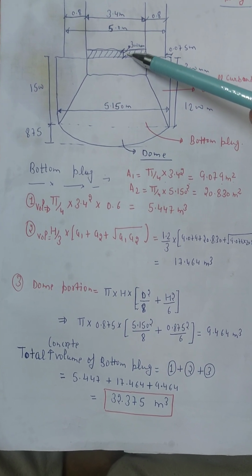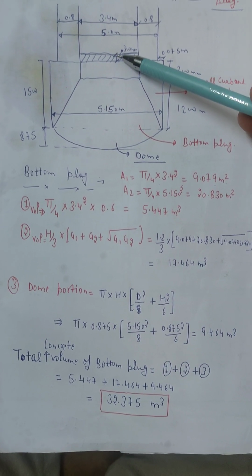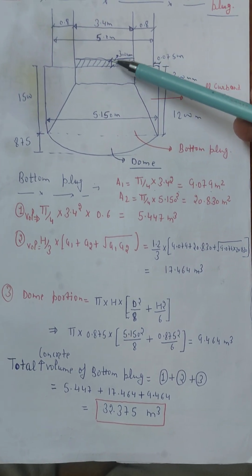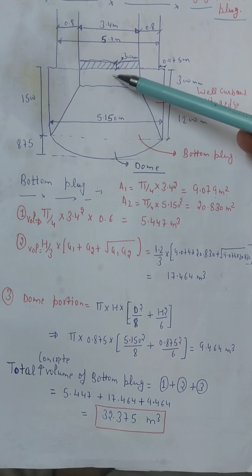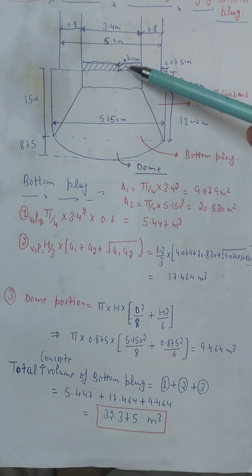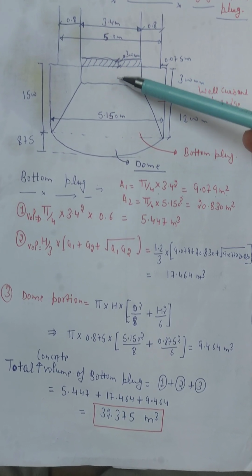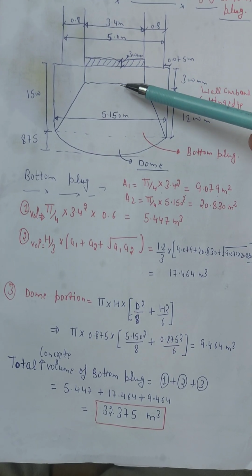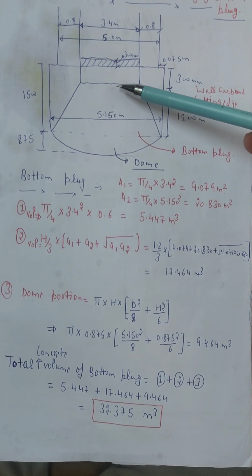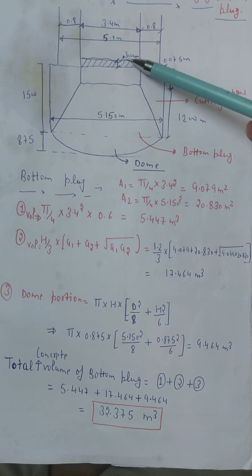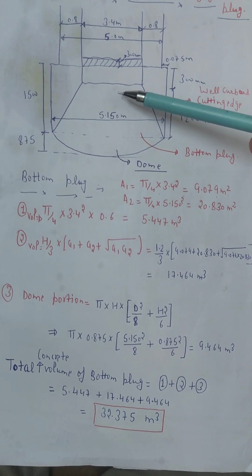Here in some well foundations we have 300 mm thickness of concrete on the bottom plug. Some people do not calculate this concrete quantity in the bottom plug, but I have included this in the part of bottom plug because it is just resting above the bottom plug. So in this way we are calculating this part of concrete quantity in the bottom plug.